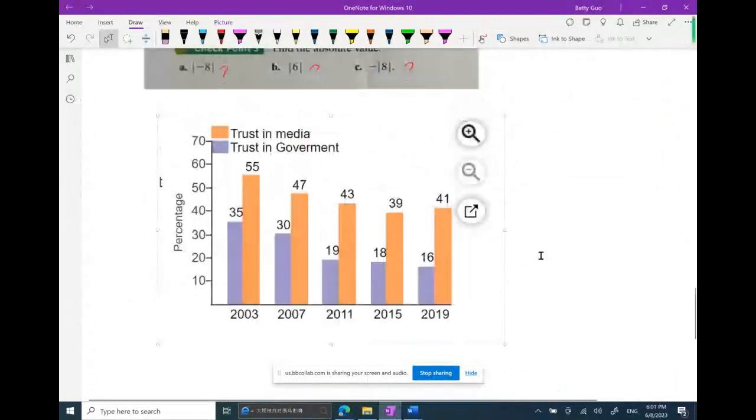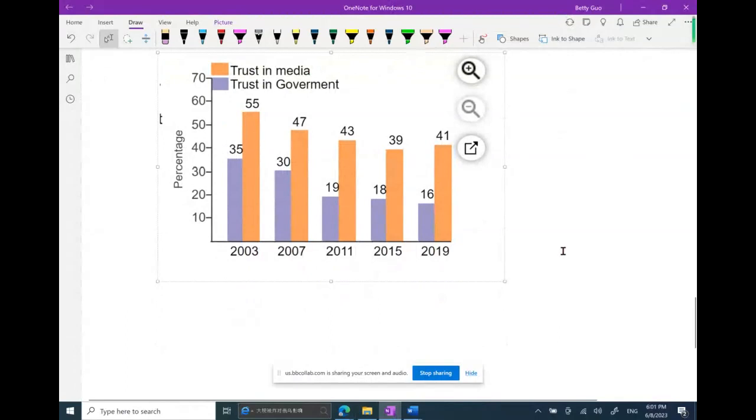And we were on number 20. This is the bar graph in number 20. The x-axis is the time in years. The y-axis is the percentage. That means the values we have here are 35%, 30%, 19%, 18%, and 16%.